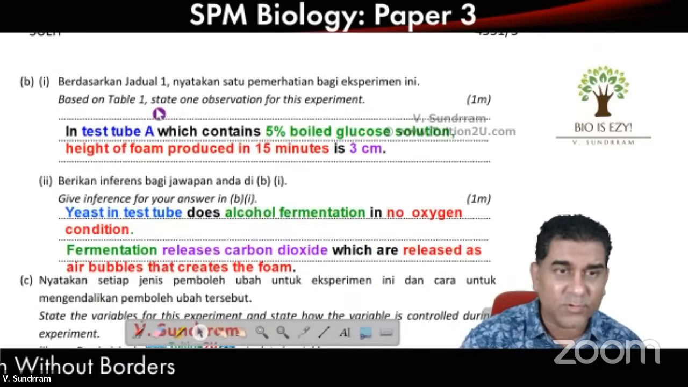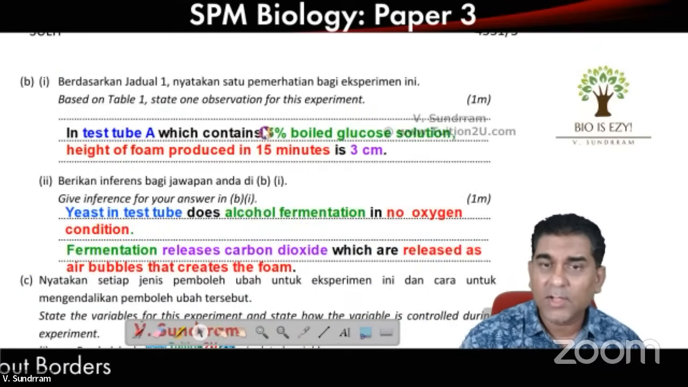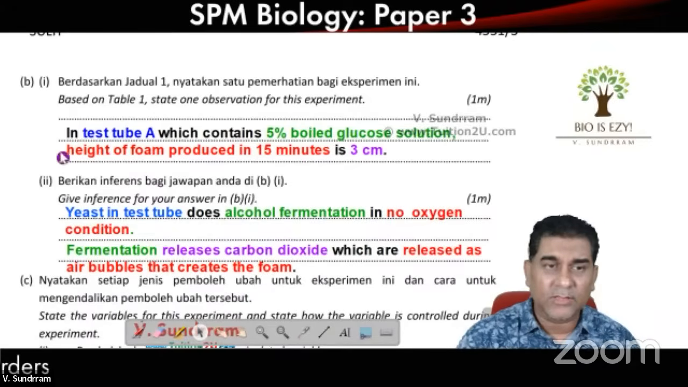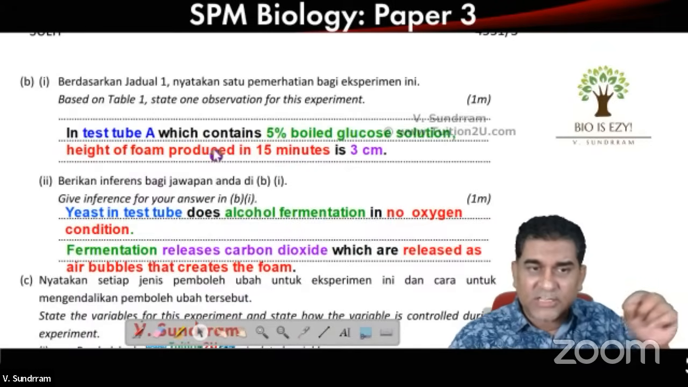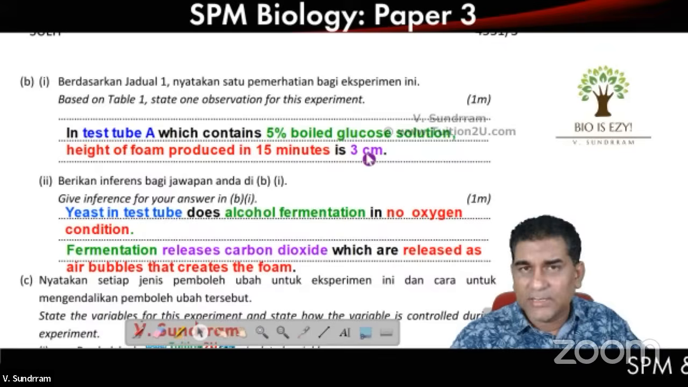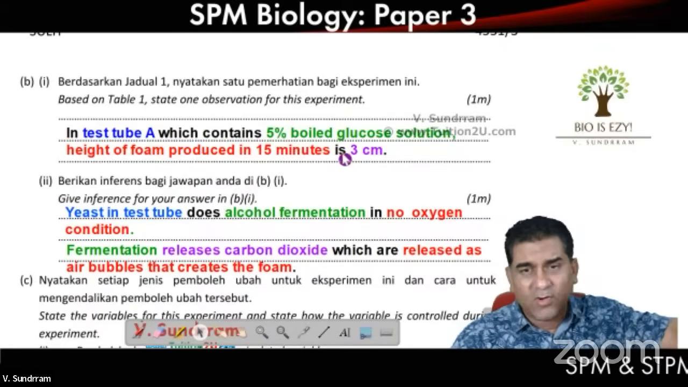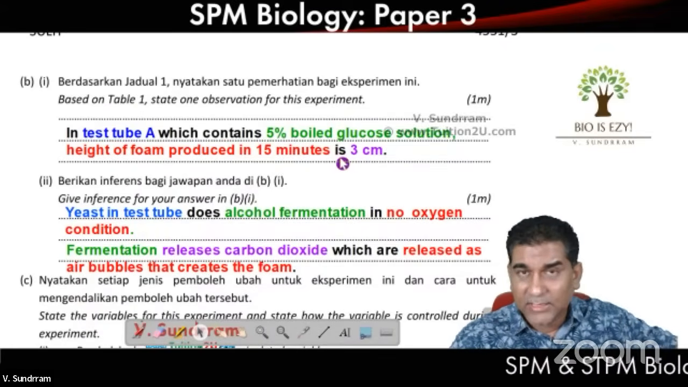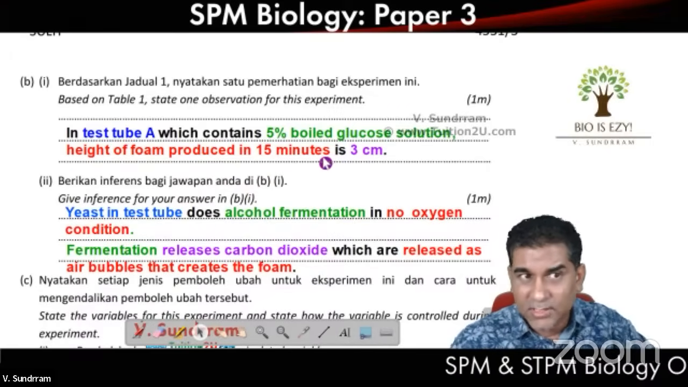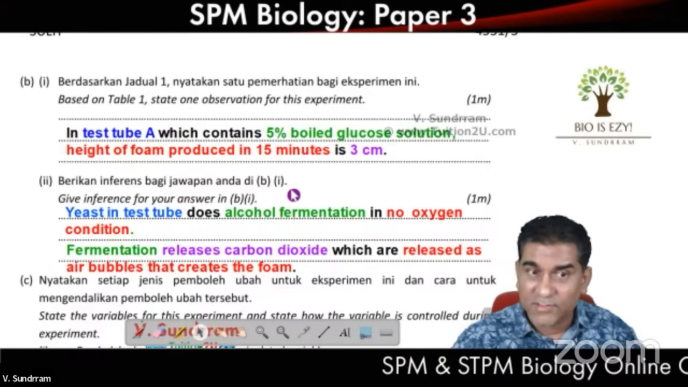So here I'm choosing A. So test tube A contains what? And the height of the foam, the responding variable, is 3 centimeter. If you already understand my first video, all of these are bonus questions for you. And I don't even want to explain because you should already know that from the first video.